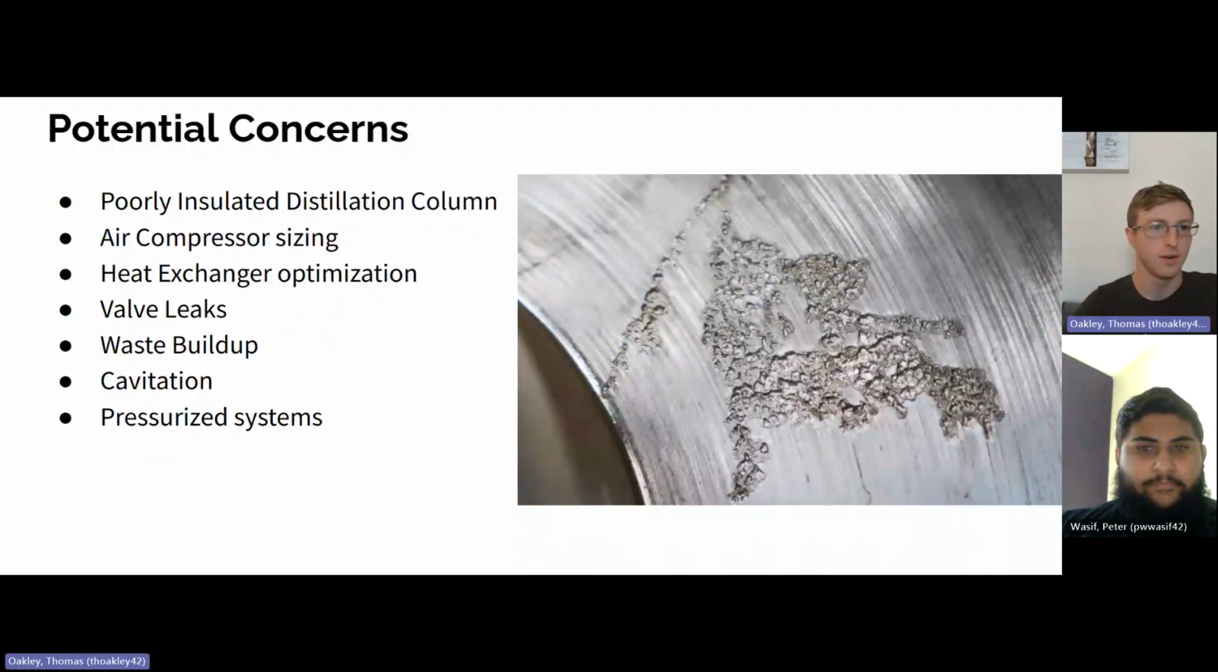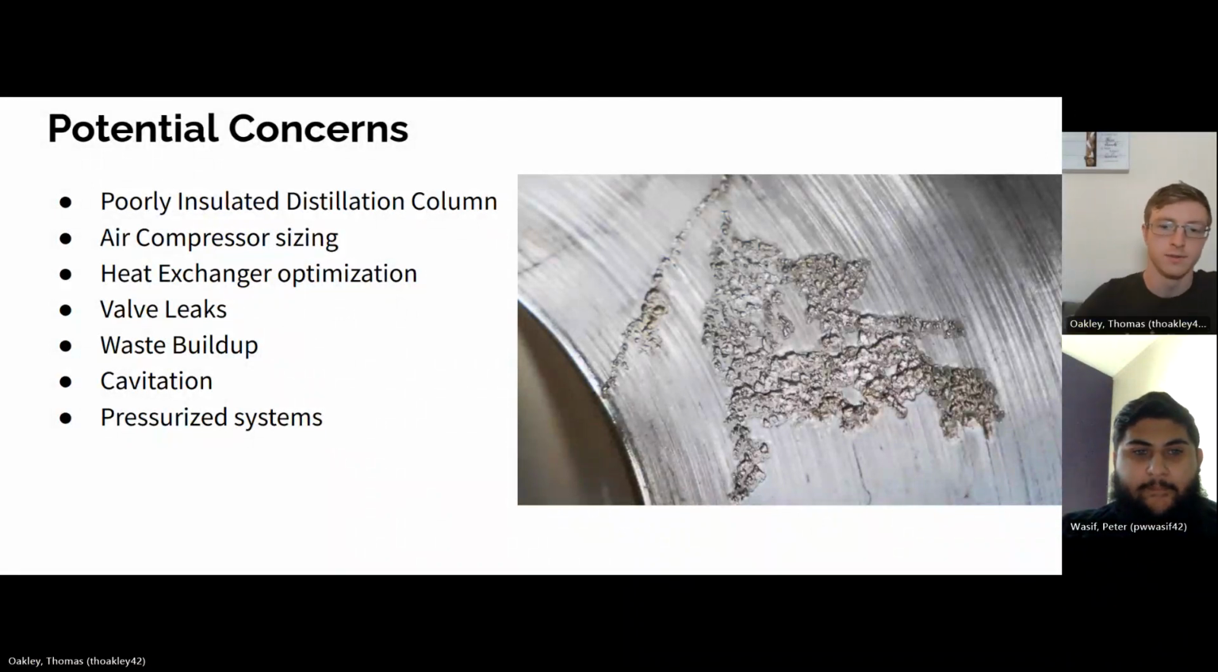The potential concerns with this, however, are a poorly insulated distillation column, the air compressor sizing, our heat exchanger cooling the system enough, valve leaks, so a waste of our air, and waste buildup in the water removal columns. Also cavitation: if liquid oxygen or water make it through the systems, we could have cavitation in our pipes and distillation column. And it is a pressurized system, so that is a safety concern.